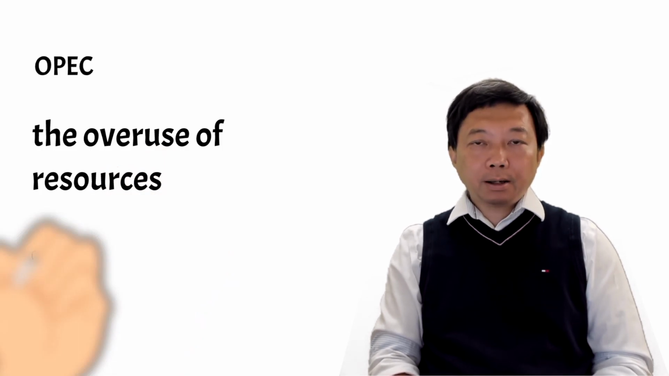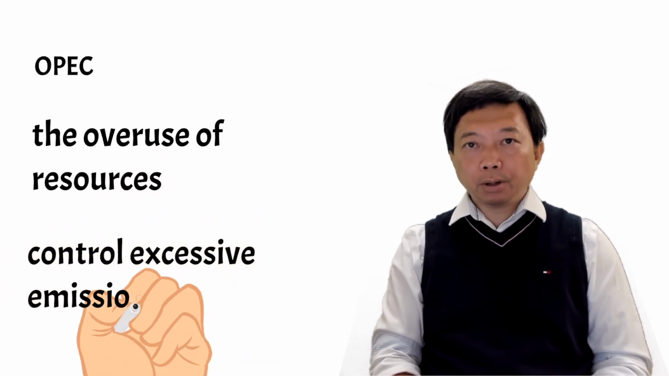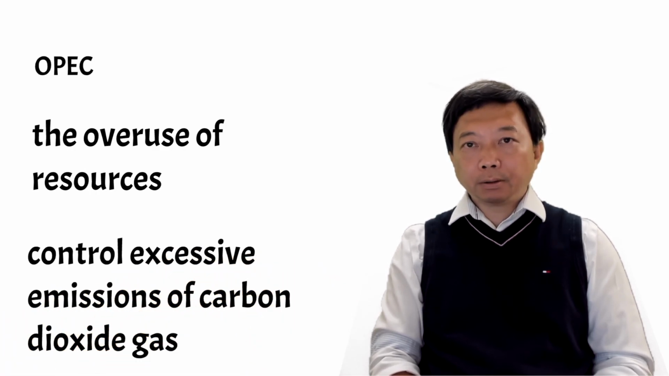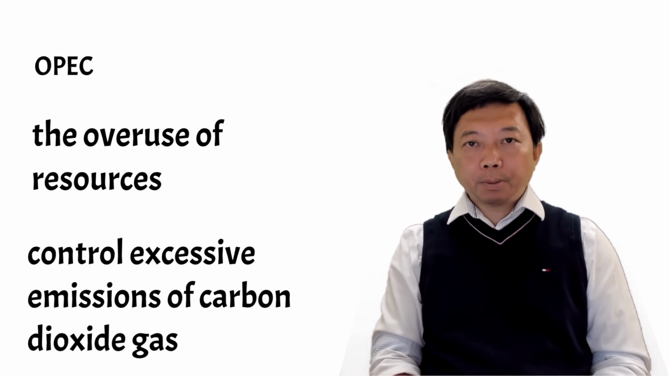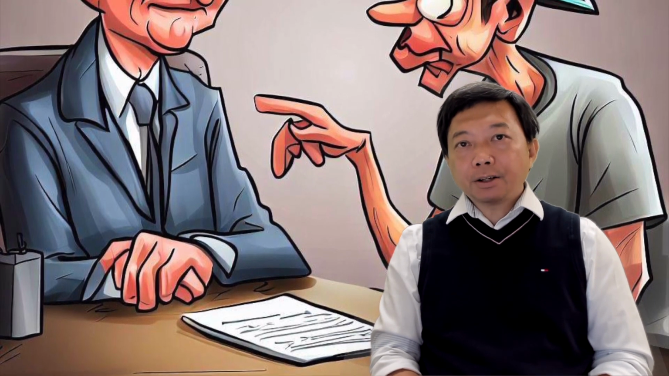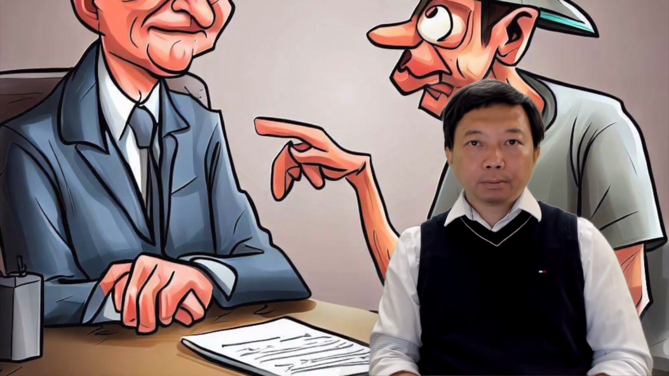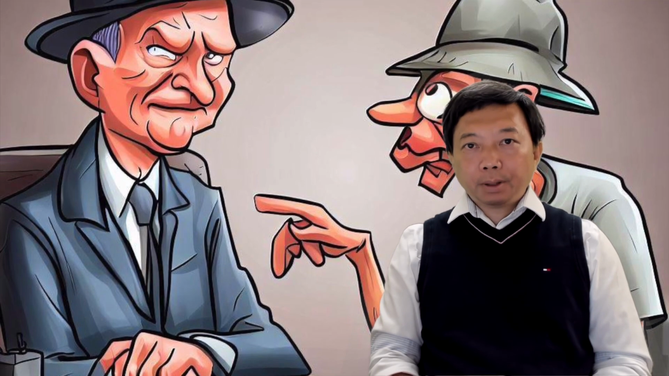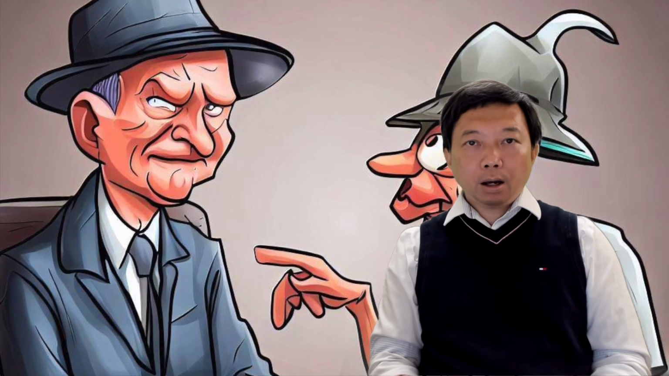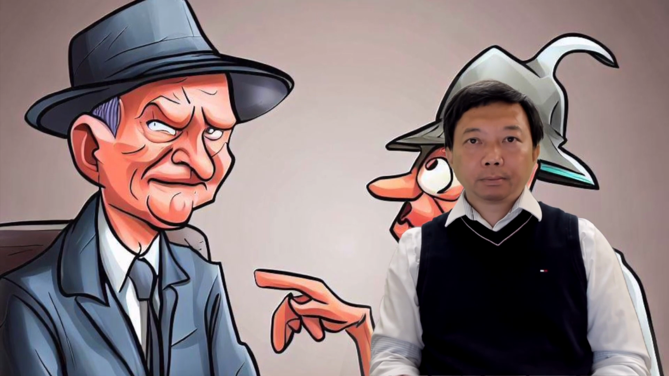A final example is in the area of how to control excessive emissions of carbon dioxide gas. From such problems, we can find the principles of the prisoner's dilemma. The players of the game have an incentive to deviate from the agreement in pursuit of maximizing their own interests. As a result, the Nash Equilibrium is not the optimal choice for society as a whole. How to achieve a credible and binding agreement is the key to tackling these problems.